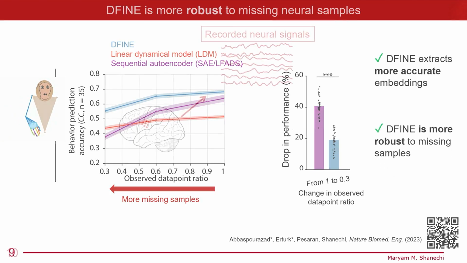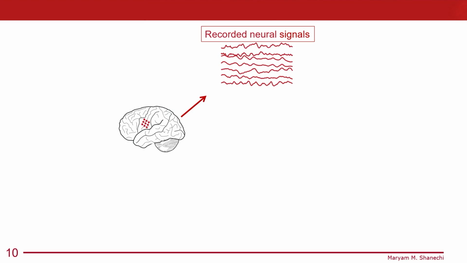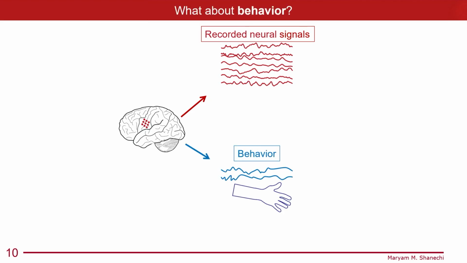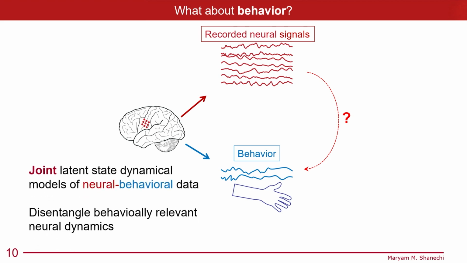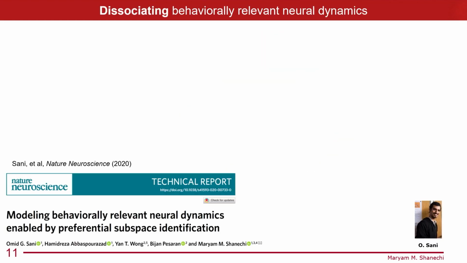All right, so this is great, but what I've talked about so far is unsupervised learning of these dynamical system models for neural data. I mean, unsupervised with respect to behavior. But of course, in a lot of applications and also studies, we care about this relationship between the two. So in the past few years, my lab has been focused on developing these joint latent state dynamical modeling frameworks for neural and behavioral data to essentially try to disentangle behaviorally relevant neural dynamics.